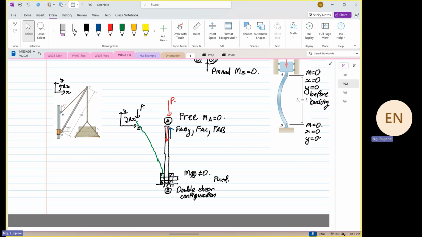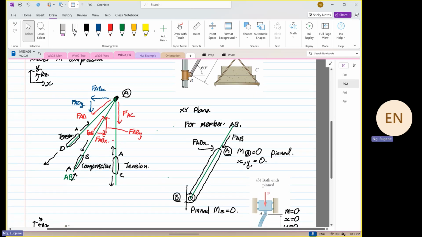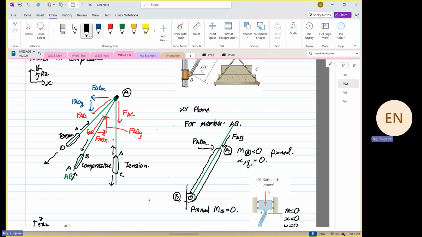Over here, if this thing were to buckle, it can only buckle in this direction. I.e., the FAB will still be in line in the axial direction. That's where we don't consider it as what?